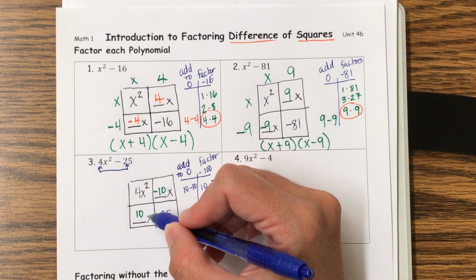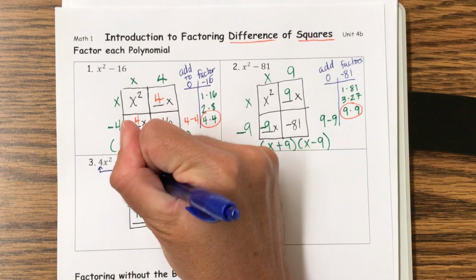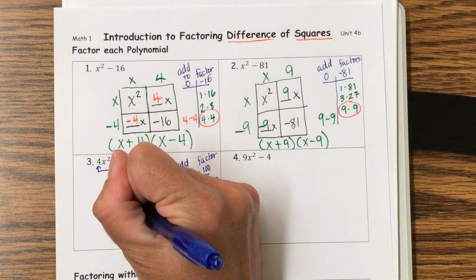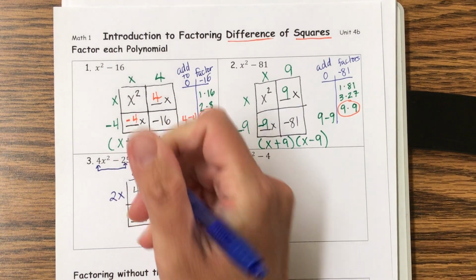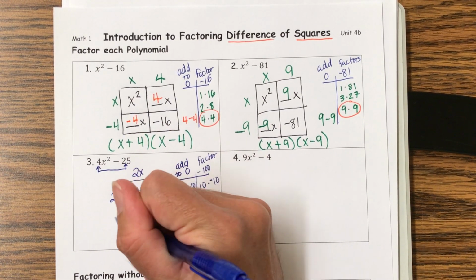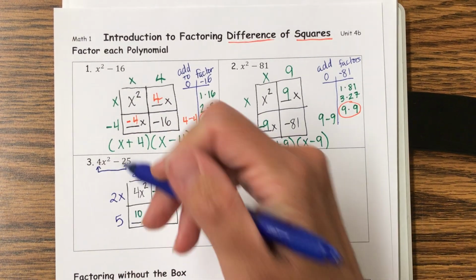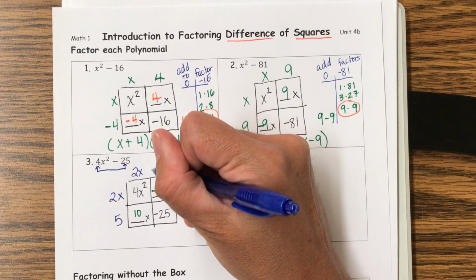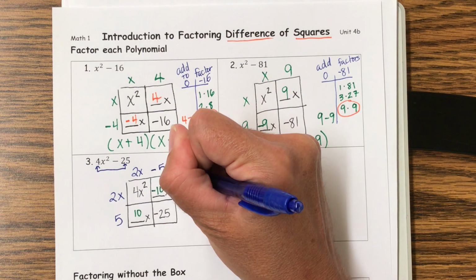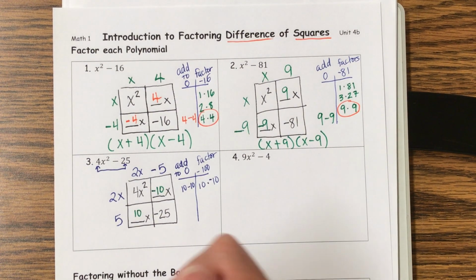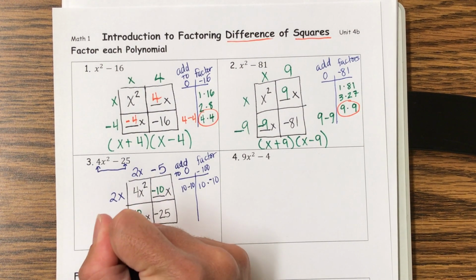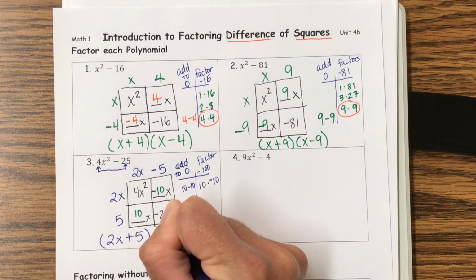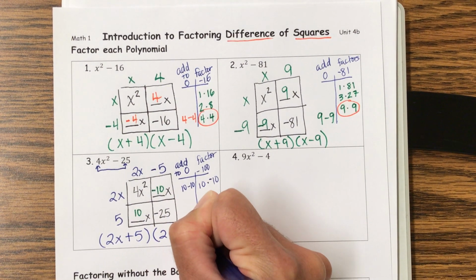So now let's go and look at GCFs. So what's the GCF of these two? A 2x. 2x times what is 4x squared? 2x. 2x times what is 10x? A 5. 2x times what is negative 10x? Negative 5. Maybe you're starting to notice something. Look at your factors. 2x plus 5 is a factor. 2x minus 5 is a factor.